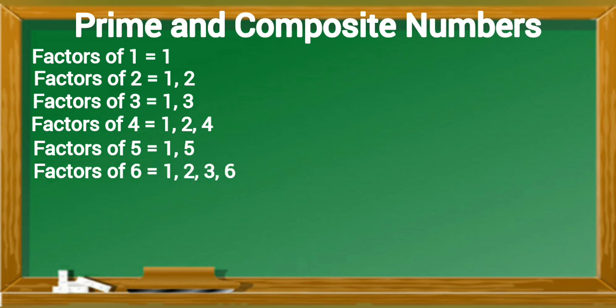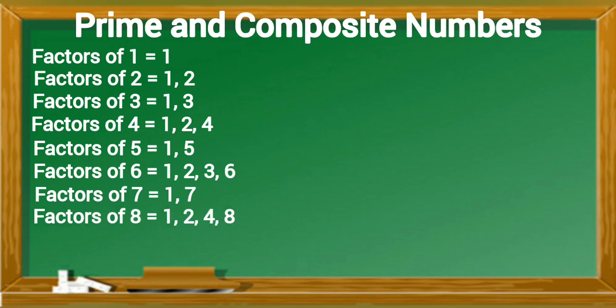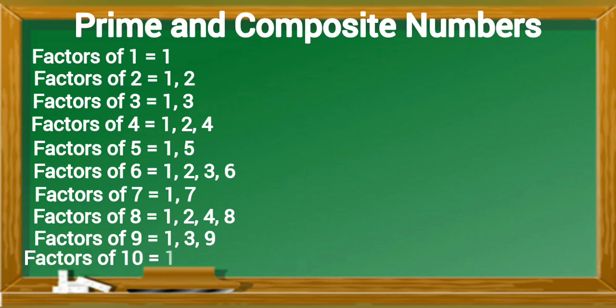Factors of 5 is equal to 1, 5. Factors of 6 is equal to 1, 2, 3, 6. Factors of 7 is equal to 1, 7. Factors of 8 is equal to 1, 2, 4, 8. Factors of 9 is equal to 1, 3, 9. Factors of 10 is equal to 1, 2, 5, 10.